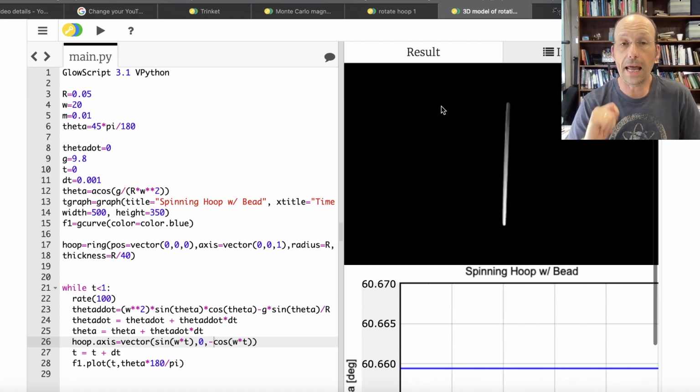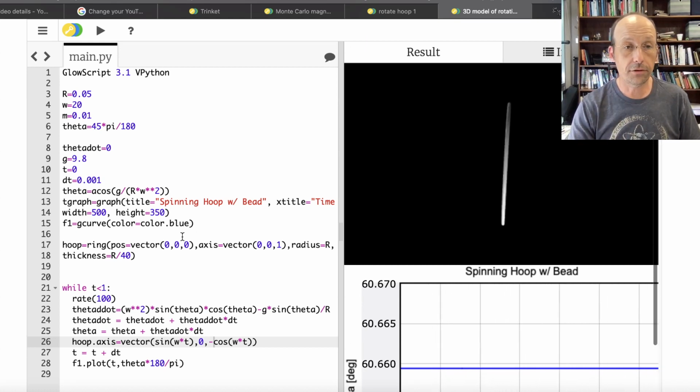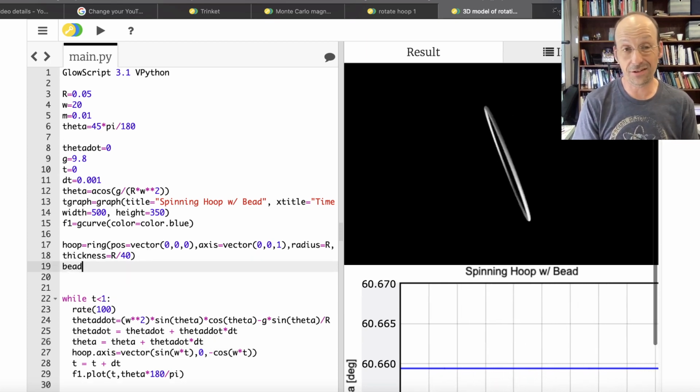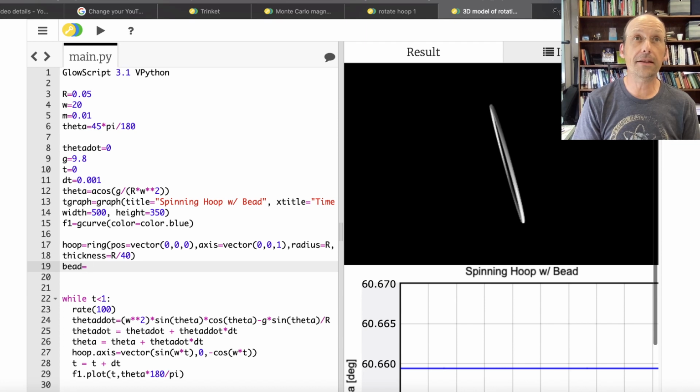Now we can go ahead and add our bead on there. So let's make another object called bead. You need to make it what it is, right? And let's just make this a sphere. So sphere is an object built into Python, and it has some properties. So let's say the position is the position of the sphere.